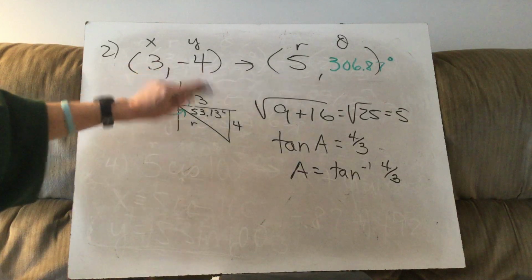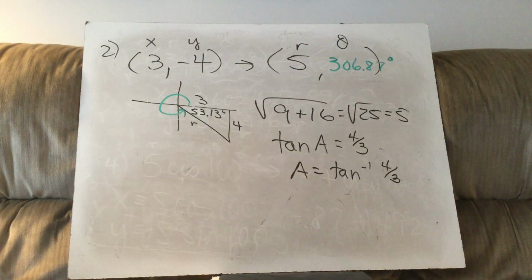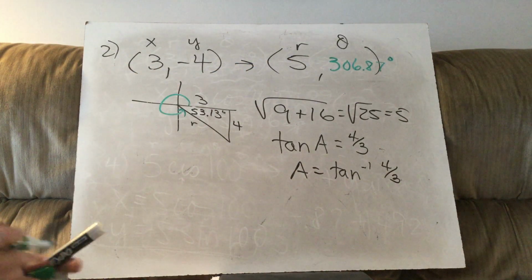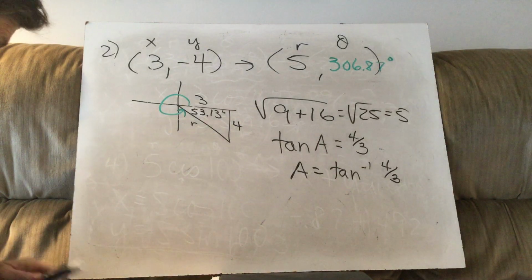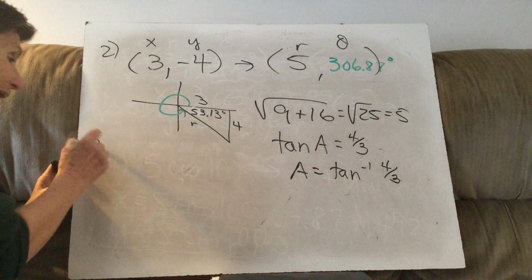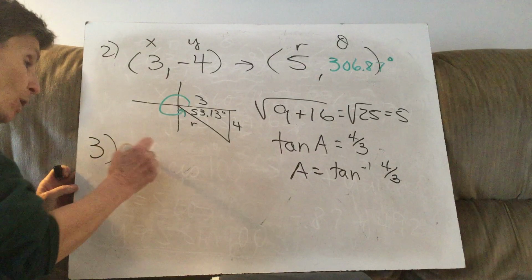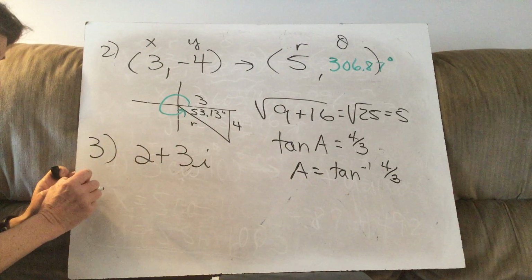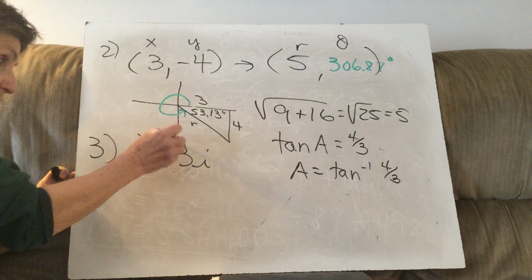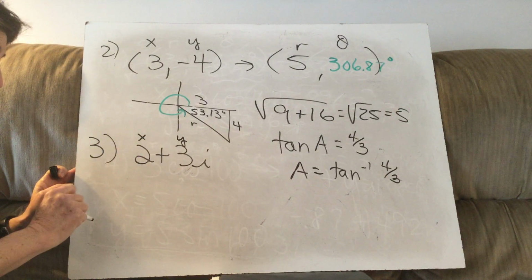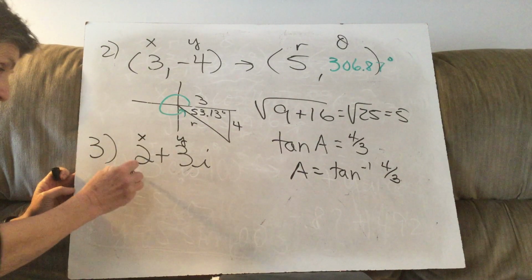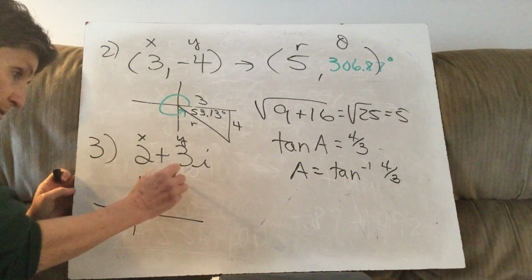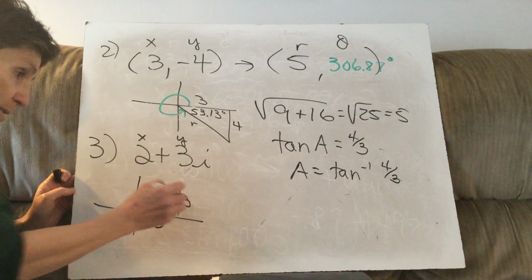Notice the problem was an ordered pair, so my answer is an ordered pair. Now, when you look at the next problem, number 3, it is exactly the same thing, only this time you have an i in your answer. This is your x and this is your y. So we're going to do the same thing. We're going to go over 2 and up 3.